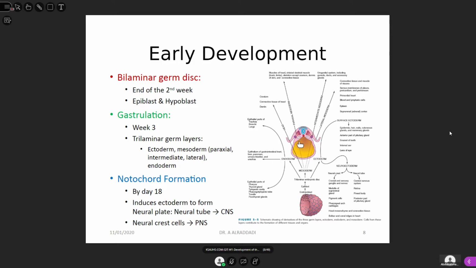By day 18, it induces the ectoderm to form the neural plate that gives the neural tube. The neural tube will form the central nervous system, consisting of the brain and the spinal cord, and then the neural crest cells will form the peripheral nervous system.